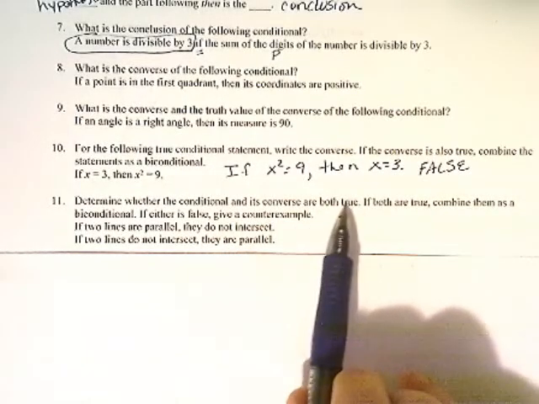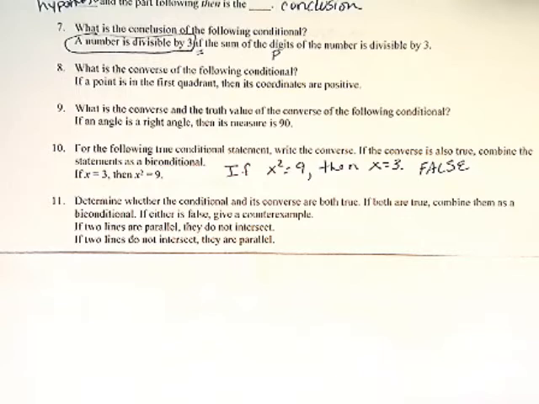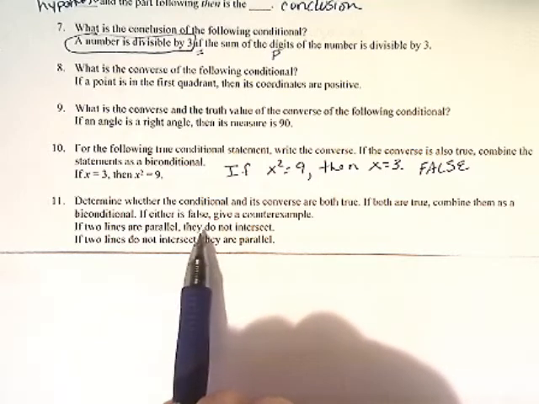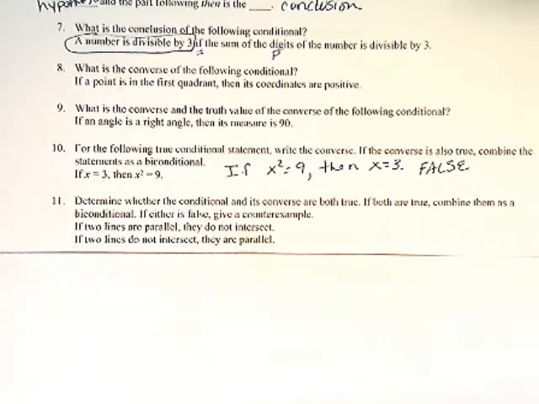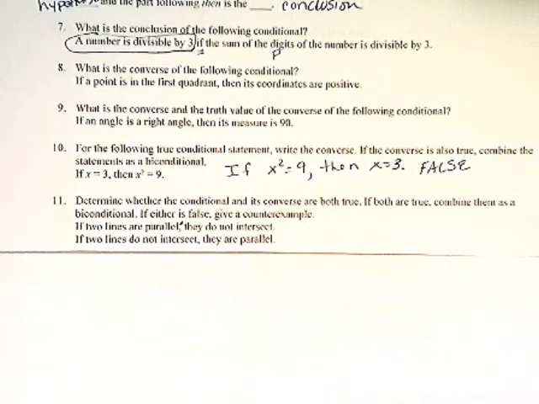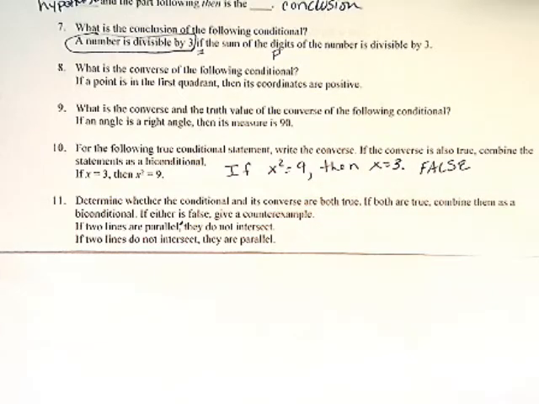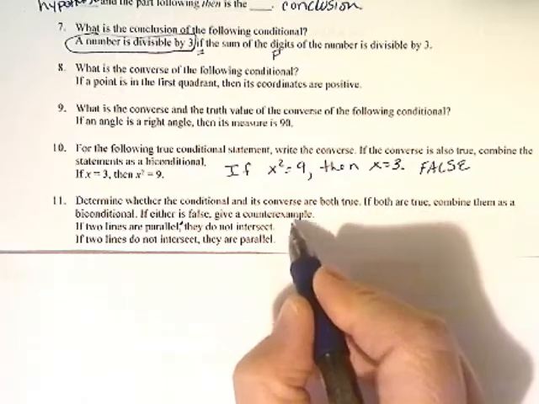11. Determine whether the conditional and its converse are both true. If they are, combine them as a biconditional. If either is false, give a counterexample. So it says here, if two lines are parallel, they do not intersect. That doesn't use the word then, but it would be right there. If two lines are parallel, then they do not intersect. Okay? That's true.